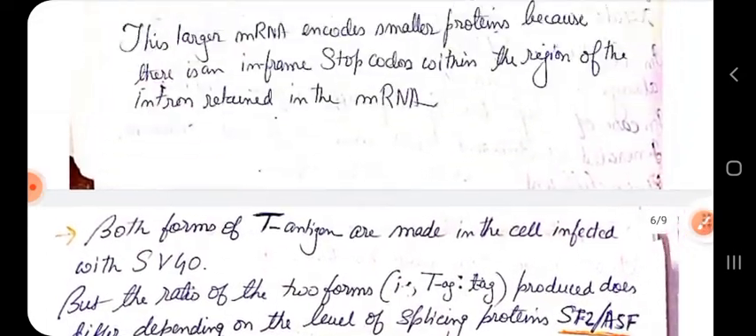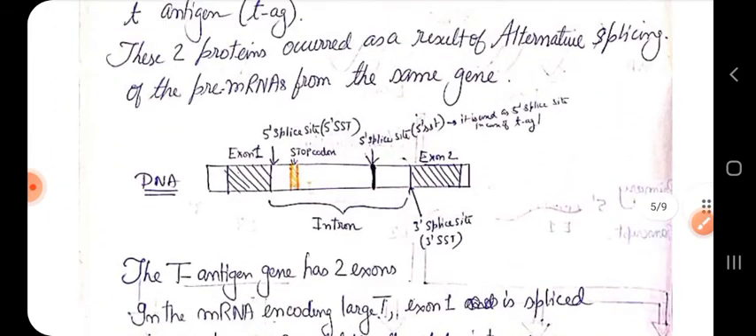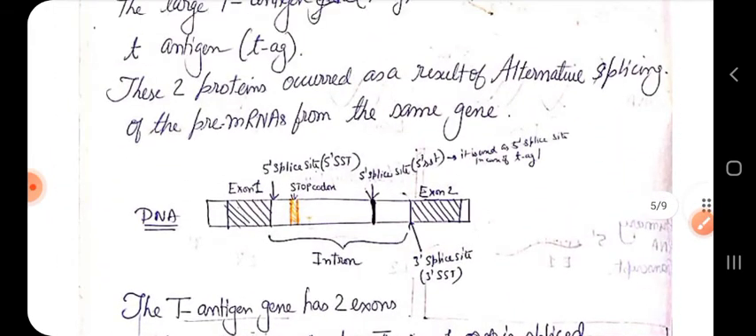Okay. So I hope you have understood what I have said about constitutive splicing with the help of an example: the large T antigen remains where the exons are joined, whereas the small T antigen gene is produced from the mRNA by using alternative splicing. They use this alternative 5' splice site, which is located close to the 3' splice site. As a result, we get a larger mRNA.